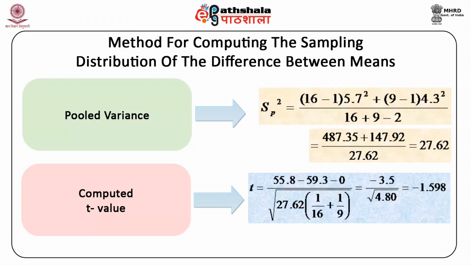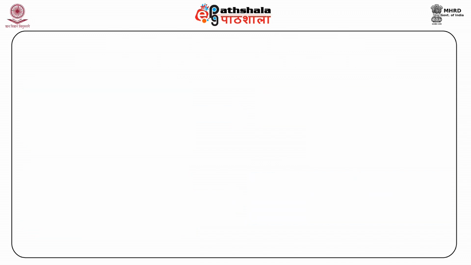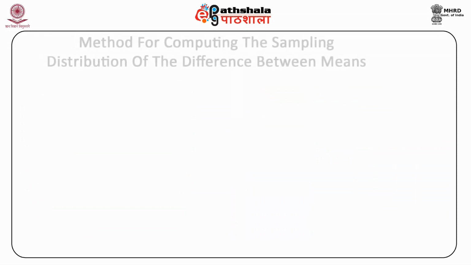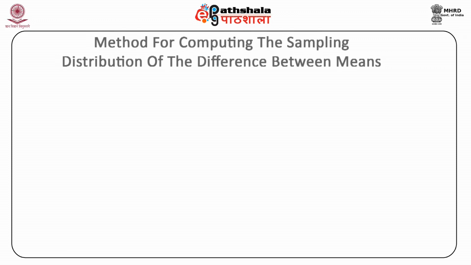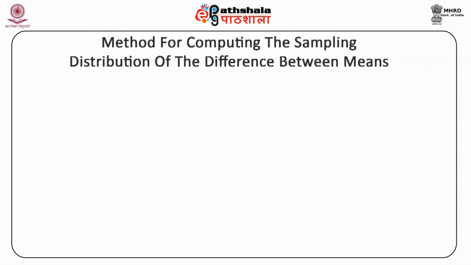T is equal to (55.8 minus 59.3 minus 0) upon under root of 27.62 into (1 upon 16 plus 1 upon 9), which is equal to minus 1.598. The degrees of freedom parameter is 16 plus 9 minus 2, or 23.